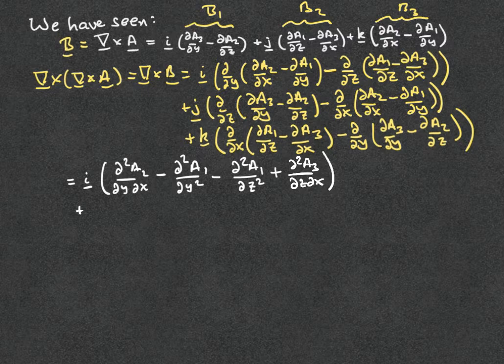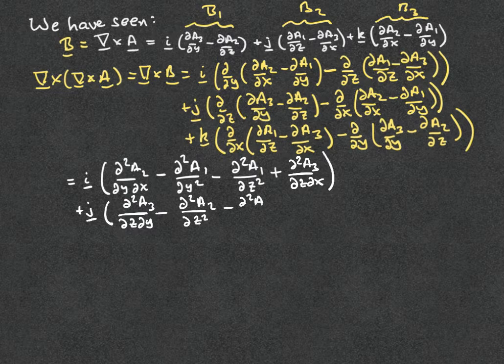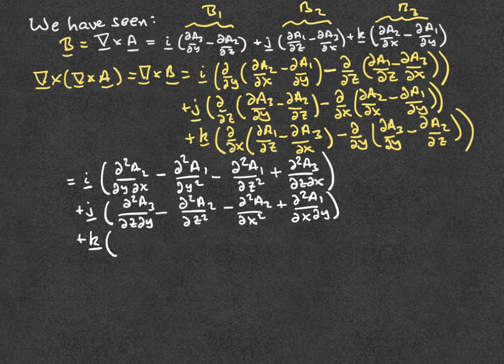And that looks quite nice, but let's just write out the other terms and we'll come back to it. So we have plus j from the second row, and that's d2A3 dz dy minus, and now it's a second derivative, d2A2 dz squared, minus d2A2 dx squared coming from here, and then minus minus is going to give us plus, and it will be this second derivative of A1, so it's plus d2A1 dx dy, close brackets.